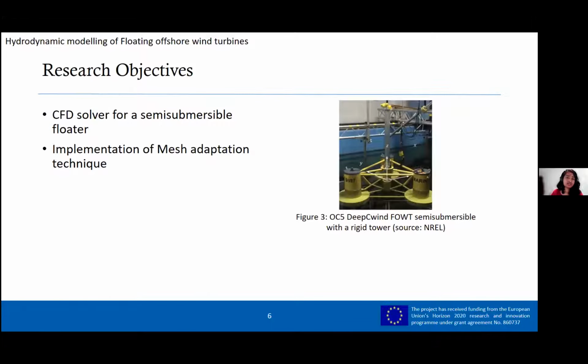So the main research objective of this project would be to develop a CFD solver for the OC5 DeepCwind semi-submersible, and then to implement a mesh adaptation technique to tackle the cost issues. The mesh adaptation technique will be used to dynamically refine the mesh where it is required, and then keep it coarse at the other regions. Further, this project can be extended to the study of fully coupled aero-hydro simulations or a mooring line model.